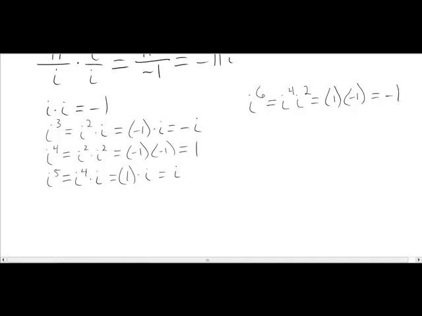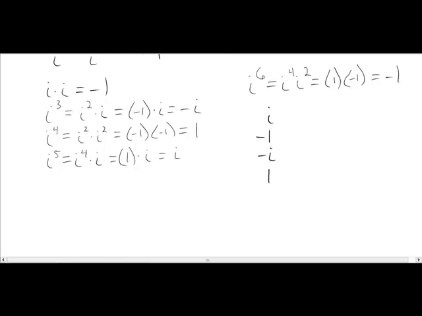So you have this pattern. Every 4 powers of i, it repeats. You've got i, negative 1, negative i, positive 1, and then that pattern repeats. So you go i, negative 1, negative i, 1, and then back to i, negative 1, negative i, 1. That happens over and over and over again. What's great about this is, if you have really high powers of i, you can calculate them very quickly.